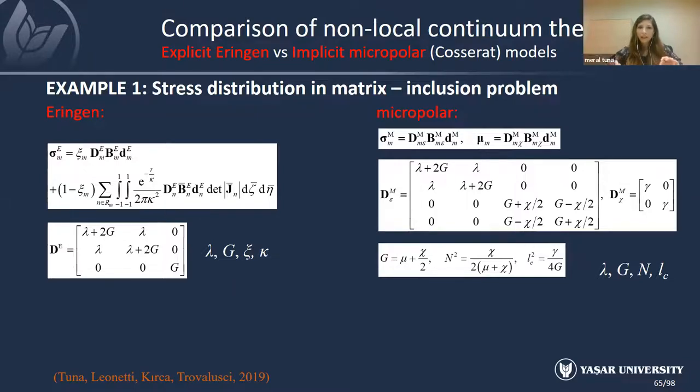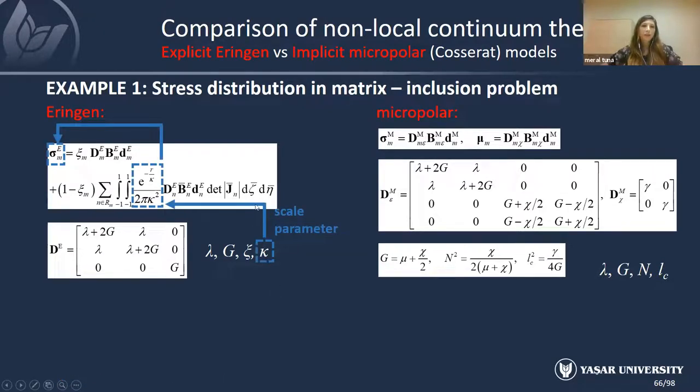I want to emphasize the difference between these two models one more time in the two-dimensional framework, considering a plane strain assumption. So this is the stress field of an element, and here we see the stiffness matrix. For Eringen's model, in this type of problem, we have two standard material parameters, Lame constant and shear modulus, and two non-locality related material constants, friction coefficient and non-local parameter.